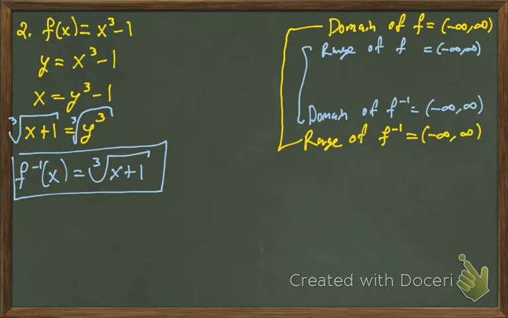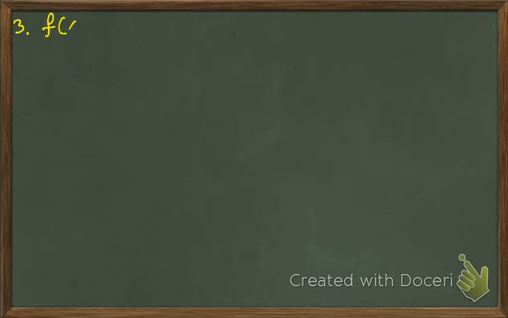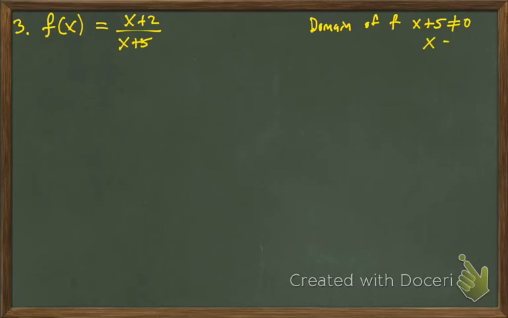The next example is going to be a little bit more challenging, mostly because of the algebra involved. Okay, so number 3, we're going to look at f of x is equal to x plus 2 over x plus 5. This does have a denominator with a variable, so we're going to set x plus 5 not equal to 0. And that is going to give us a restriction of x cannot be negative 5. And so for our domain, it's going to be minus infinity to negative 5, union negative 5 to infinity, so we do have to hop over the negative 5.